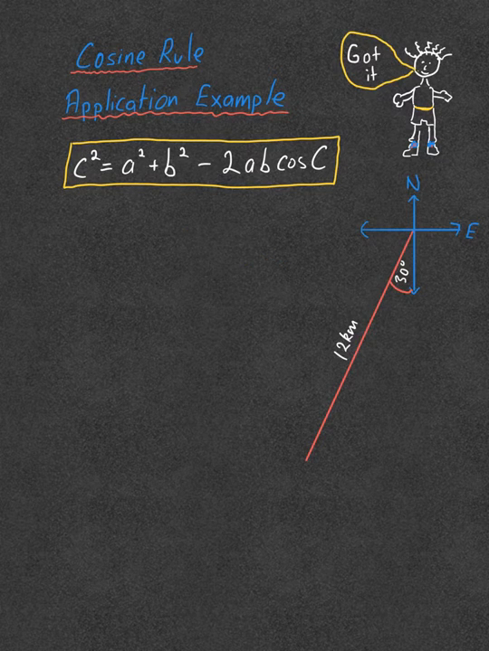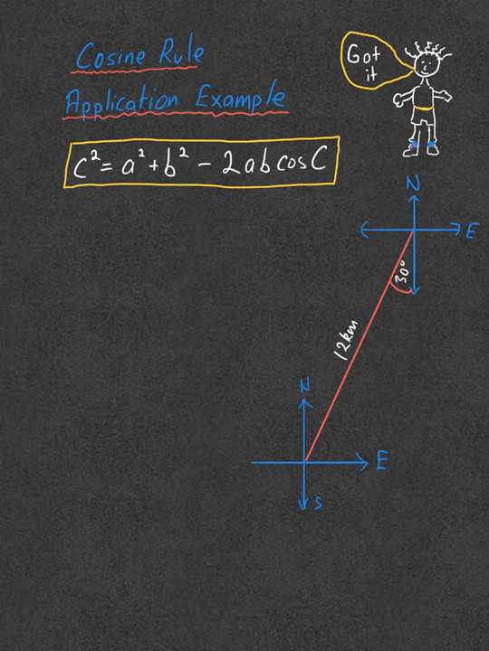In this application problem, let's consider a two-legged journey. We've seen a couple of these. So here we see that the distance of the first leg of the journey is 12 kilometres, and it's on a direction of south 30 degrees towards the west. Or we could think of that as 210 degrees true.